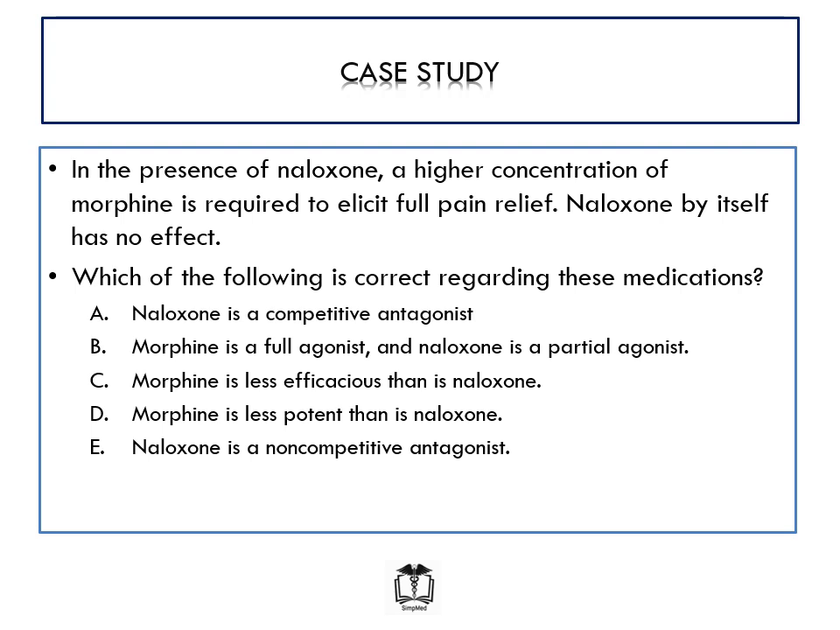So if you read the question very well, it says in the presence of naloxone, a higher concentration of morphine is required to elicit full pain relief. Naloxone here is going to be antagonizing morphine, and if we require more dose of morphine to cause pain relief, it means that morphine and naloxone are competing for the same binding site, because morphine can displace naloxone from the binding site and thereby produce full pain relief. So as a result, we say that naloxone is a competitive antagonist, and we'll be going for option A.